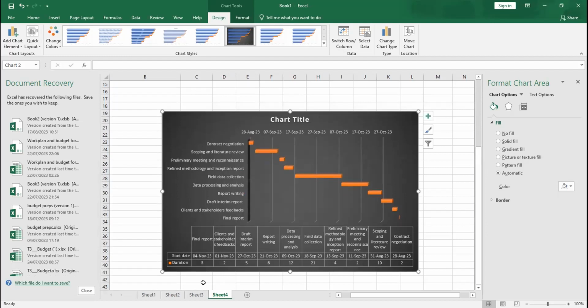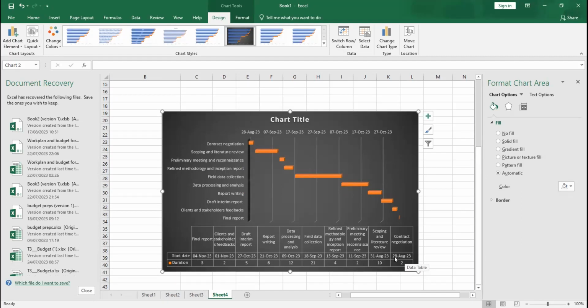But the problem I had was with the start date. It's starting on November 4th and ending on August 28th. But it's supposed to be the other way around, starting from August 28th to November 4th.